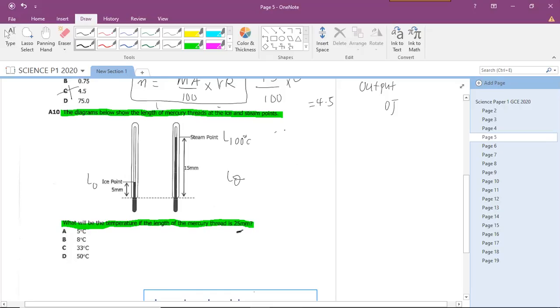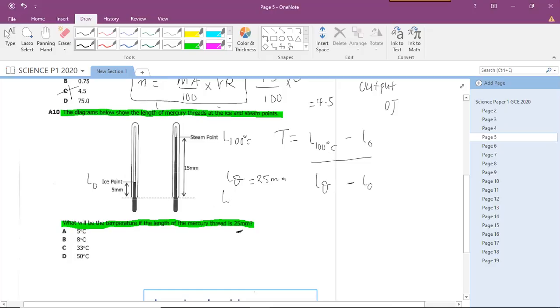So the temperature, the formula that you have to know, it's just one formula. Temperature is L100 degrees Celsius minus L0, which is steam temperature minus cold temperature, divided by this unknown length here, this L theta, minus this ice point there, which is L0. So steam point minus ice point minus whatever length of the mercury thread that they'll give you. Here we've been given 25 millimeters.